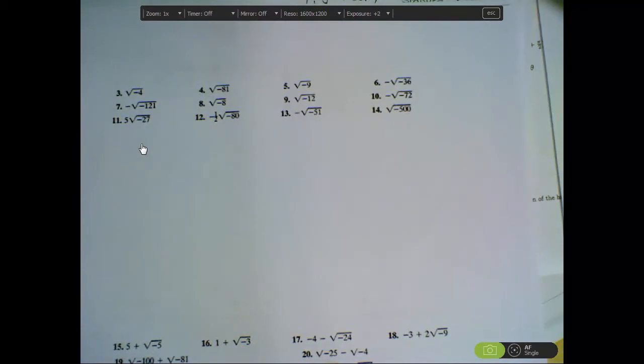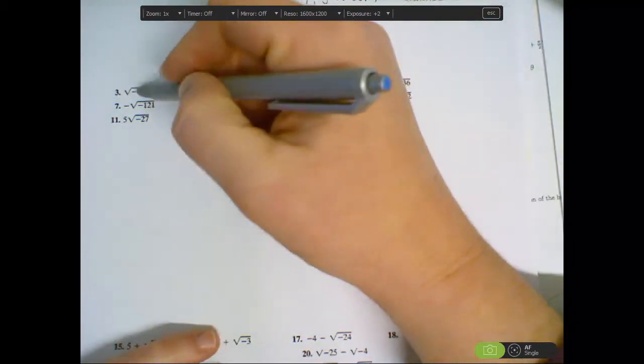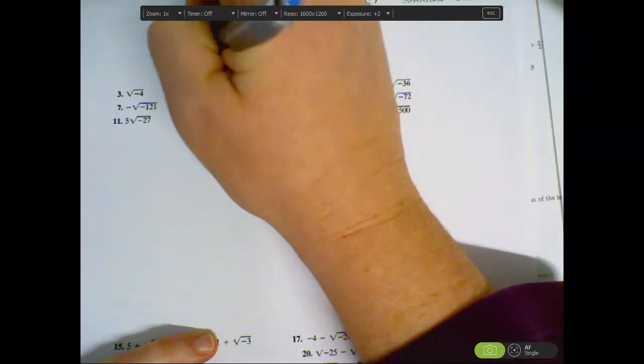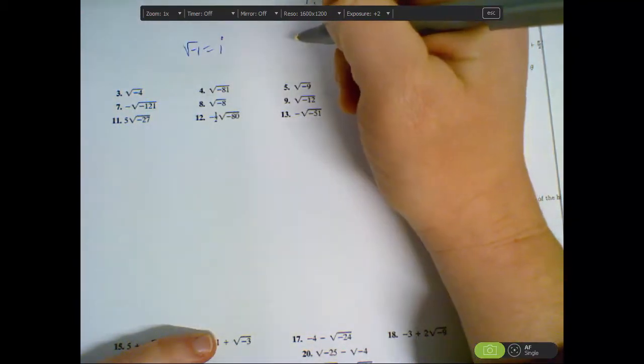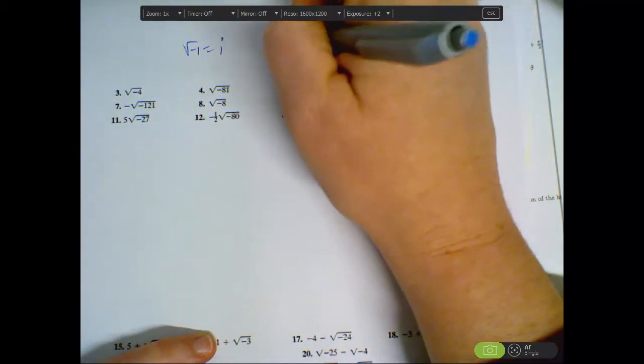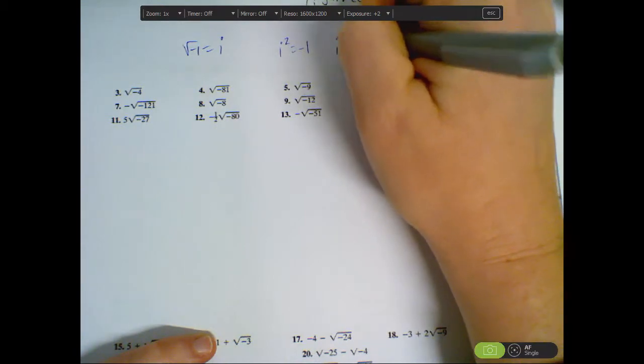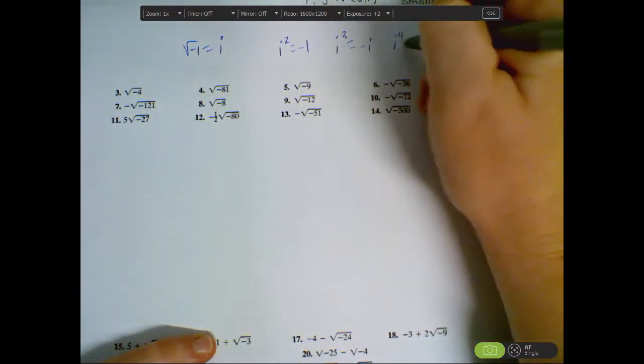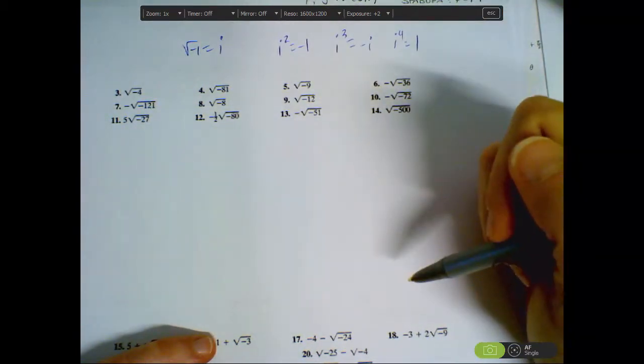Okay, I'm going to go over this homework assignment in detail so that you are ready for the quiz coming up. Number 3, remember, square root of -1 is i. You really have to know that. You also have to know that i squared is -1, i cubed is -i, i to the 4th is 1. You have to know those 4 things.